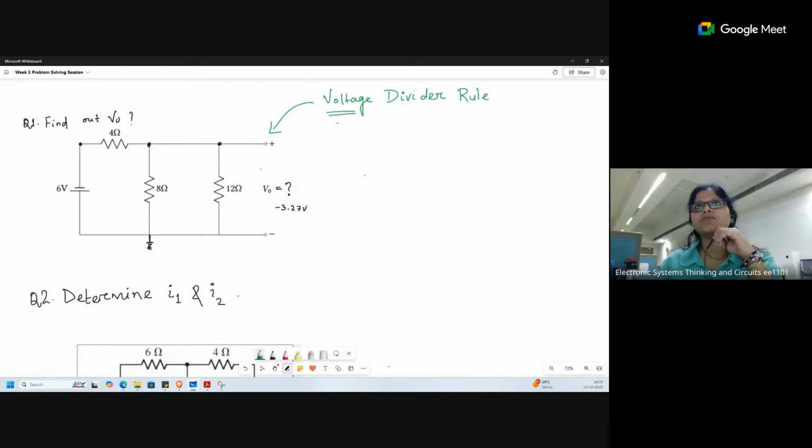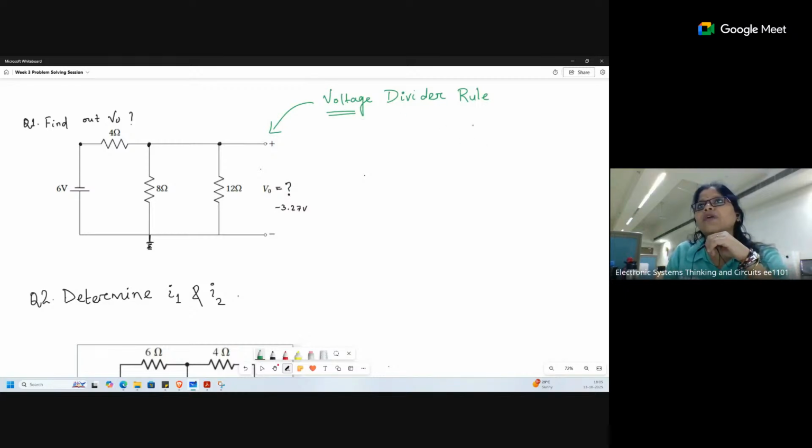So can you tell me, do you know about this rule or not? No, ma'am. Okay. So this is one of the important concepts. In this circuit we can apply it, and in 2 steps we can get the answer. How we can apply that, we can see later. First, let me discuss that. What is the voltage divider rule?